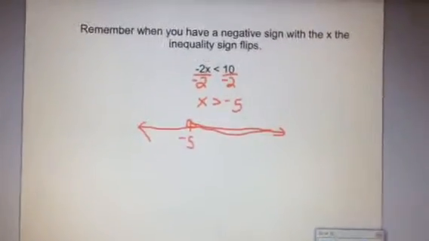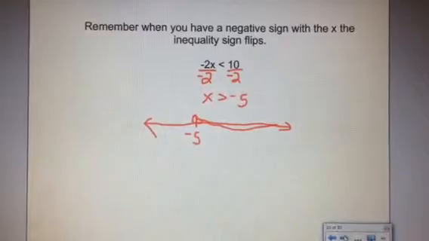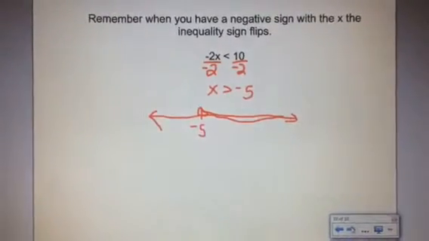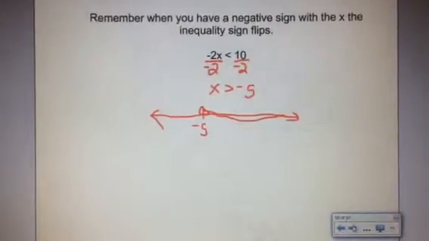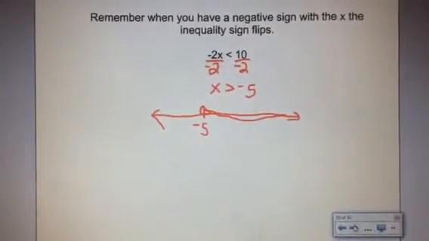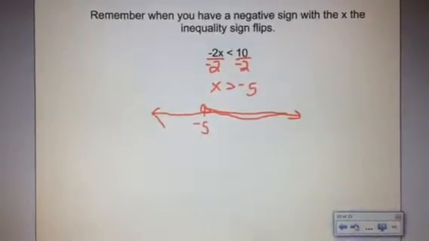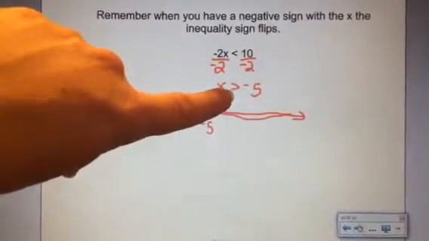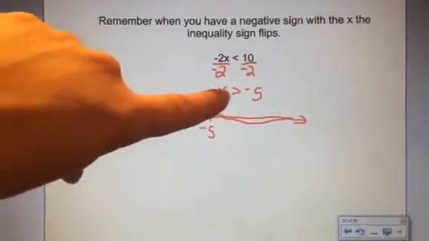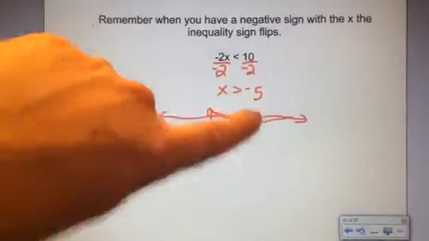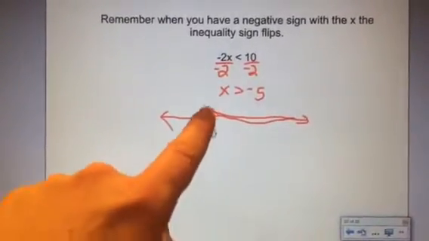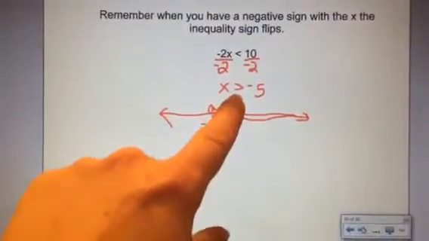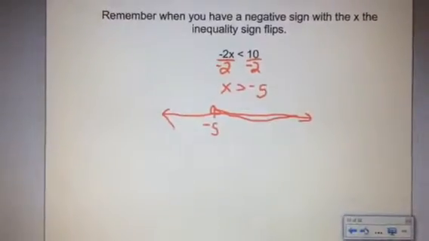Last thing, remember when you have a negative sign with the x, the inequality sign is going to flip, such as in this example. Negative 2x is less than 10. I'm going to divide both sides by negative 2. When I do that, you will notice that my inequality sign went from less than to greater than. So x is greater than negative 5. On my number line, I make an open circle at negative 5, and I draw to the right, going in the same direction as the inequality sign.